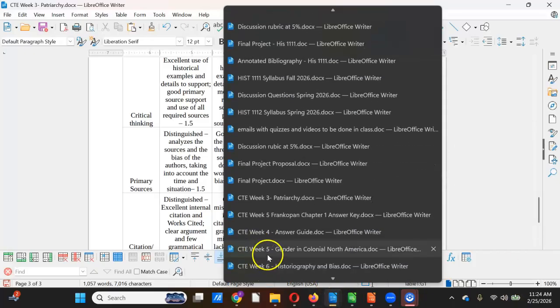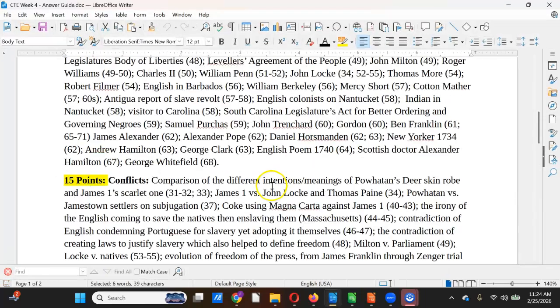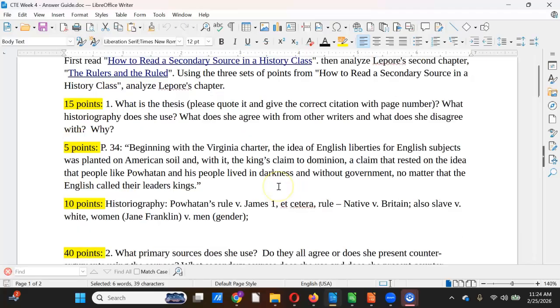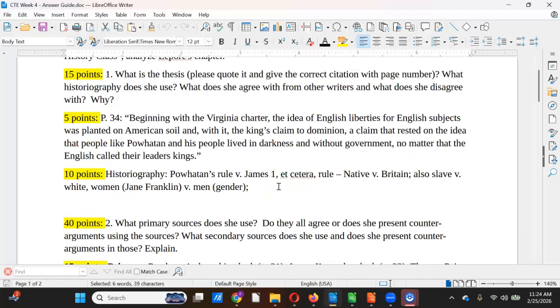For secondary sources, this is my answer guide for the Lepore, right? Okay, so here's the first thing. The thesis for Lepore was on page, I have it here as 34, I think it's actually 36. "Beginning with the Virginia Charter, the idea of English liberties for English subjects was planted on American soil, and with it, the king's claim to dominion, a claim that rested on the idea that people like Powhatan and his people lived in darkness and without government, no matter that the English called their leaders kings." And that's what she spends the entire rest of the chapter proving.